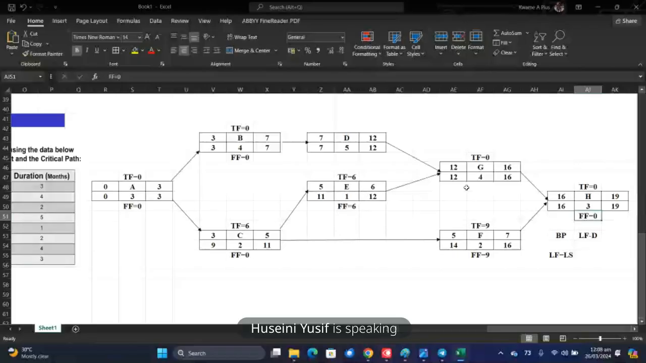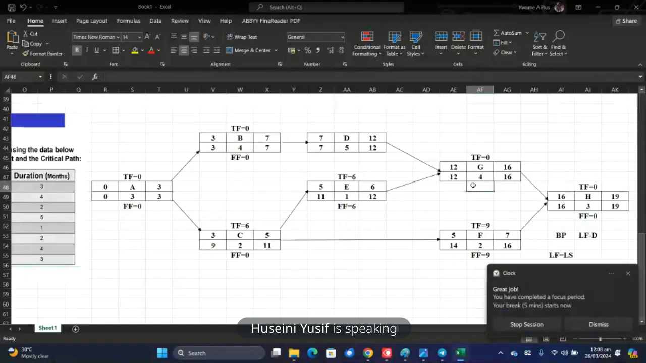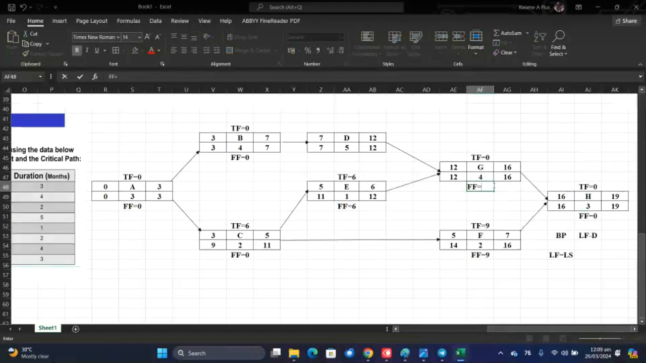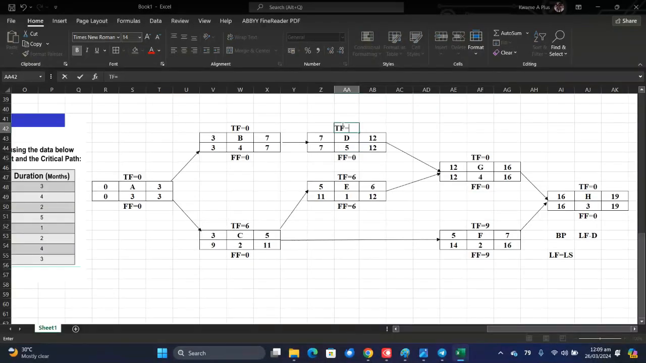Okay, Sam, we have two left. Yes, D and then G. Free float is equal to 12, this is 16. 16 minus 12 is 4, 4 minus 4 is 0. And then free float is equal to 7, this is 12. 12 minus 7 is 5, 5 minus 5 is 0. Total float for this is 7 minus 7, which is 0. So we've done total float and free float for all of them.